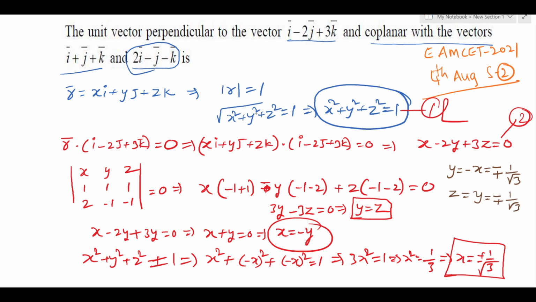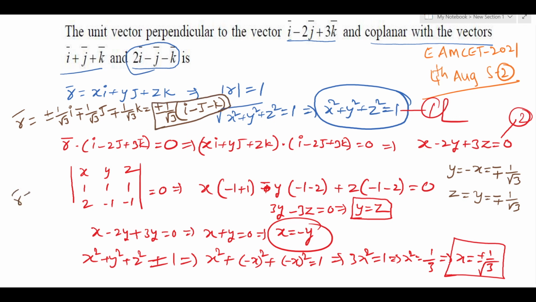Now substituting these three values in R bar. Therefore given vector R bar is equal to xi plus yj plus zk, that is plus or minus 1 by root 3 into i, minus or plus 1 by root 3 into j, minus or plus 1 by root 3 into k. Take common plus or minus 1 by root 3, that is equal to i minus j minus k. This is the required vector R bar, where R bar is equal to plus or minus 1 by root 3 into i minus j minus k. This is the required answer.